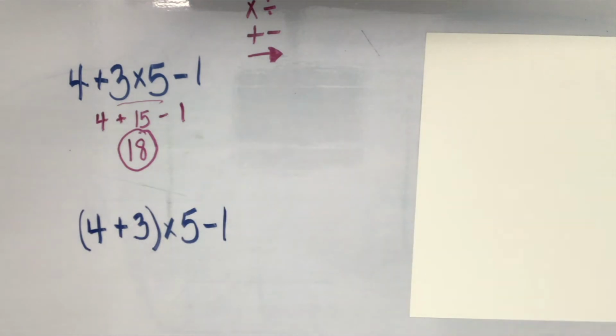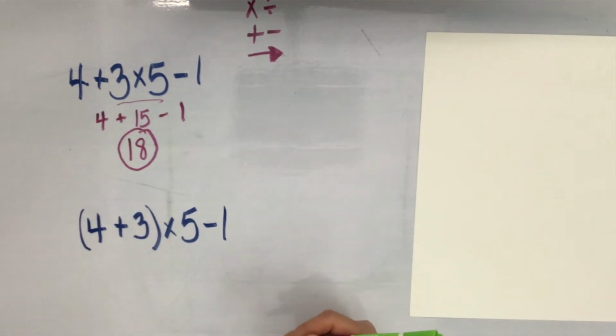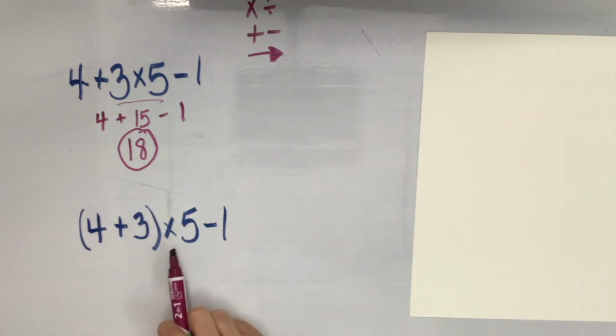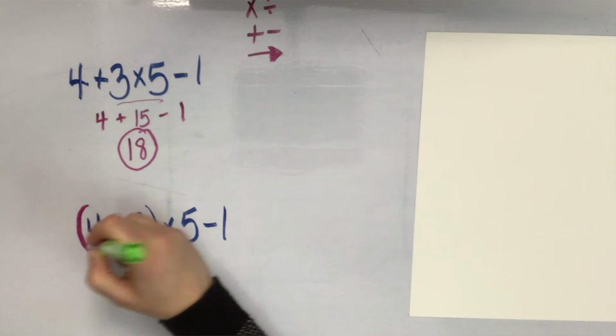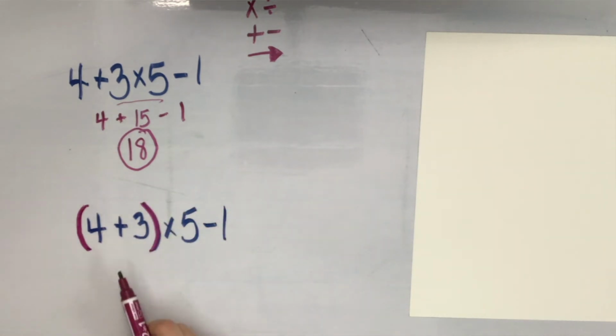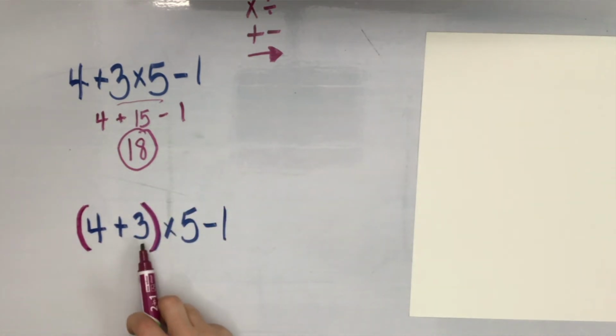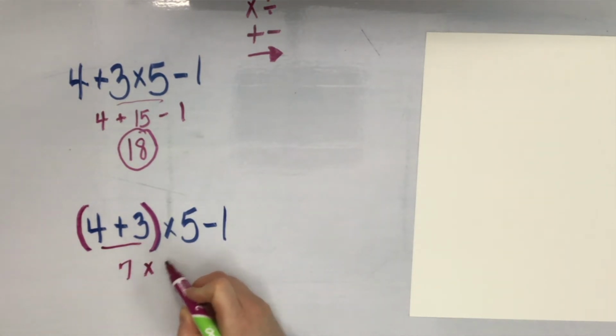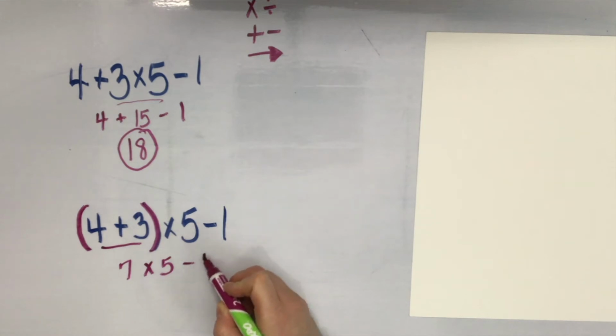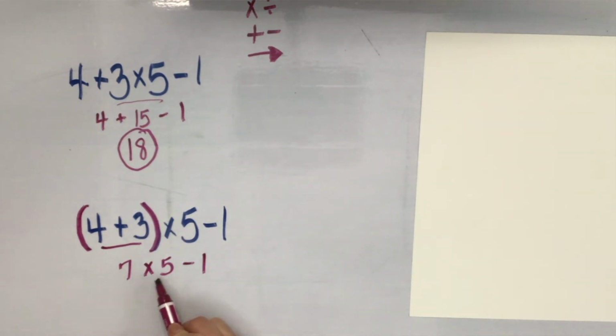Let's look at the same numbers and operations, but here I am adding a set of brackets in. So brackets, remember, change the order of the operations. So here, even though I have multiplication, the brackets say do this first. So in this situation, I must add the 4 and the 3 to get 7 first. Then I will multiply by 5, and then I will subtract 1. So 7 times 5 is 35, minus 1 is 34.